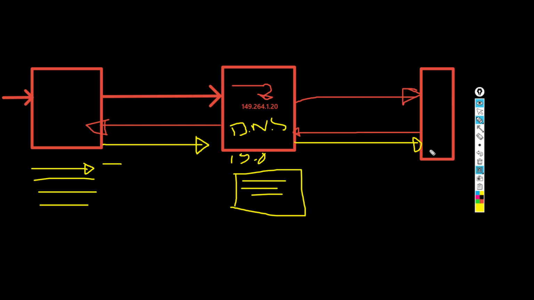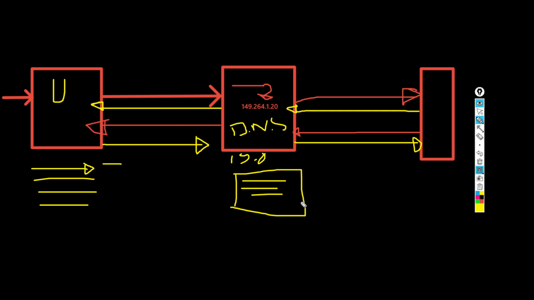Now the server wants to send the reply, but the server doesn't know the address of our user. So in this case, the server simply sends this response to the DNS, and the DNS knows who sent this request, right? So the DNS does the reverse thing. The DNS knows the IP of the user, so it simply sends the response like this.